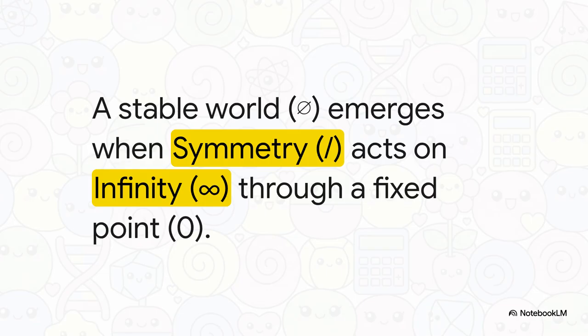You start with infinity, your block of marble. You apply symmetry, the sculptor's tools. But how does the sculptor know what to carve? Well, they need a guide, a fixed point, and that's represented here by the 0. It's like a specific design or pattern they have to follow. And when symmetry acts on infinity through that fixed point, what emerges is a stable world, the golden set.